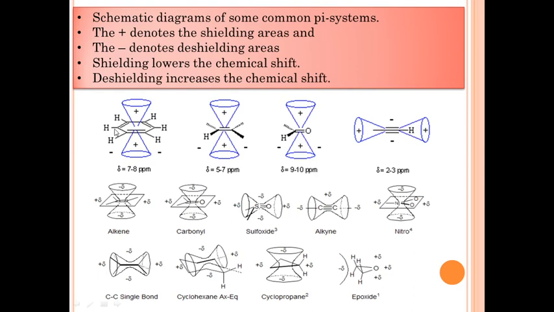And whenever proton lies in the shielding area, which lowers the chemical shift. Remember this one. When proton lies in the shielded region, which lowers the chemical shift, and when proton lies outside this region, then chemical shift increases.